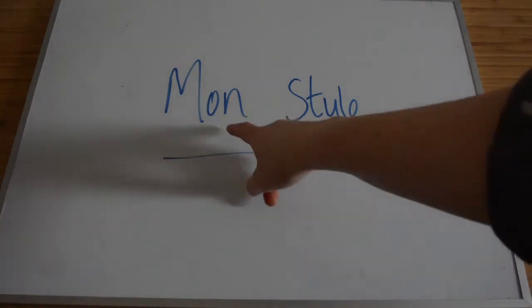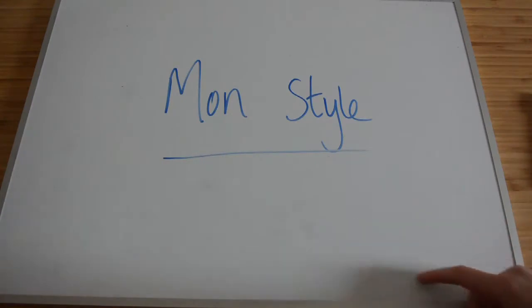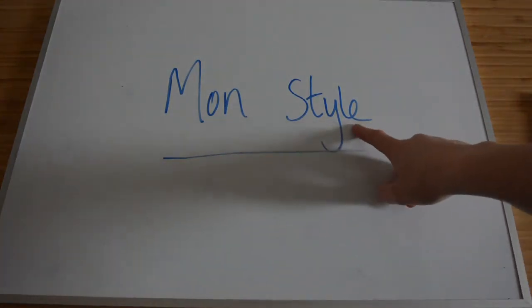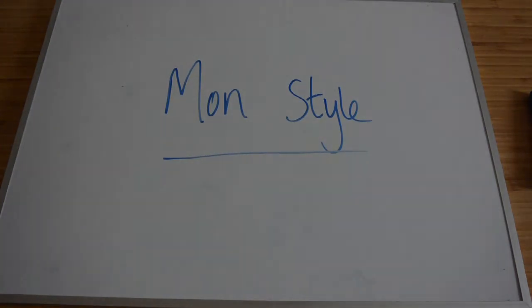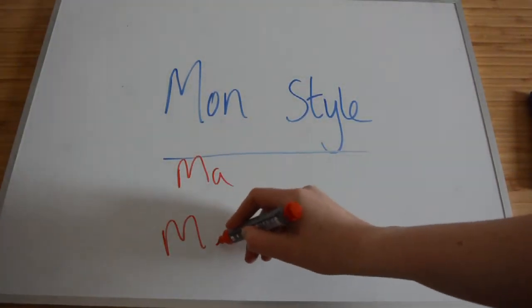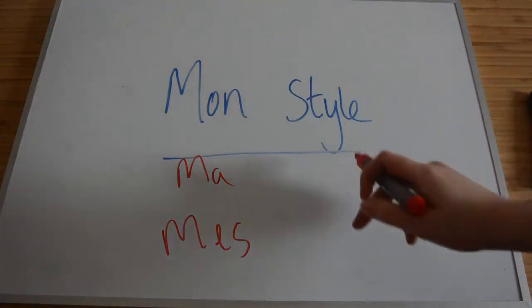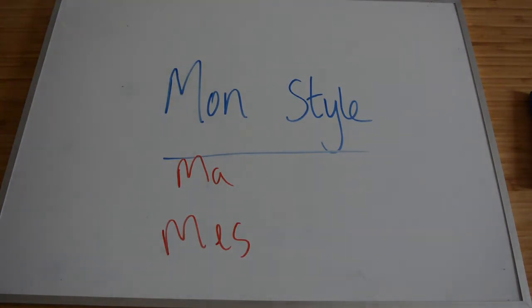The reason it's called Mon Style, my style, mon meaning my, is because the word style is masculine. There are three different ways to say my. There's mon, ma, and me. Mon is used for masculine words, ma is used for feminine, and me is used for plural.